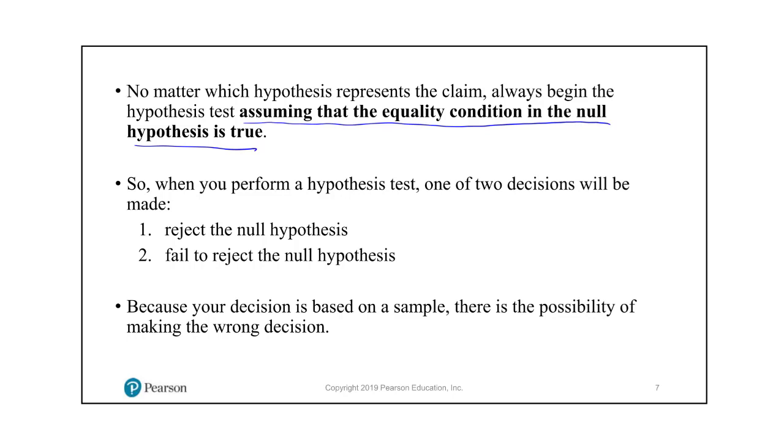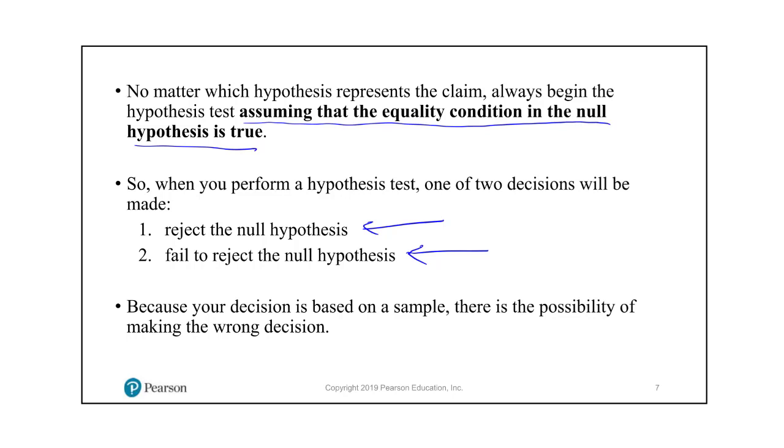So there are only two decisions that you can make. You can only reject the null hypothesis or fail to reject the null hypothesis. Basically, you're going to say that the data that you have causes you to reject the null hypothesis, or the data you have does not allow you to reject the null hypothesis, so you have to fail to reject. So you either reject the null hypothesis or you fail to reject the null hypothesis.